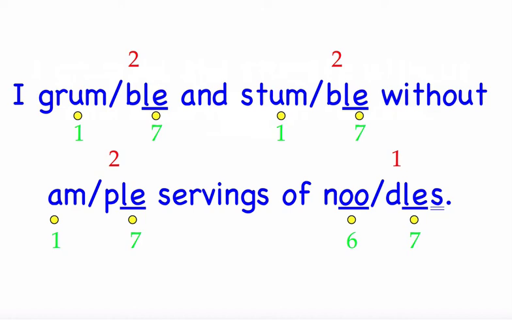Sentence 6. Please don't meddle, or I will mangle your samples. Please don't meddle. Meddle. Two syllables, first syllable med, three sounds. M, e, d. Dull, two sounds. D, ul. Meddle.